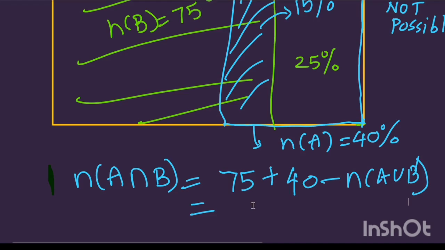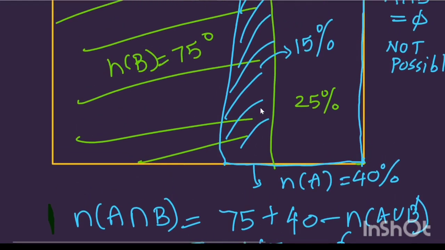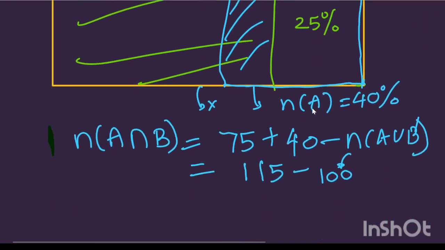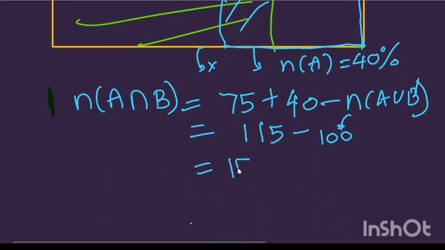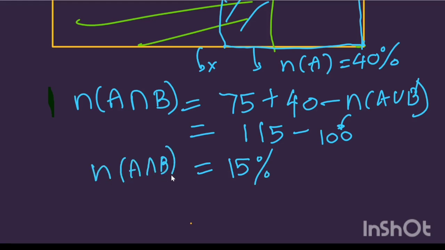So n(A union B), if we maximize it, we know that at the most it can be 100. So we have to take the case when A union B is 100, because otherwise from the Venn diagram this won't be possible. So using the Venn diagram or analytically, we can say that n(A intersection B) comes out to be 15. It has to be the least. This is the bare minimum which A intersection B can possibly have.